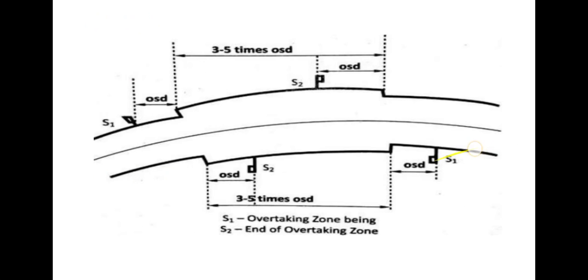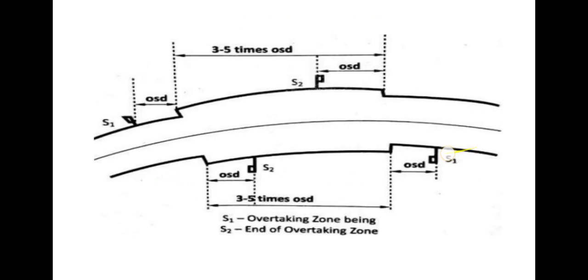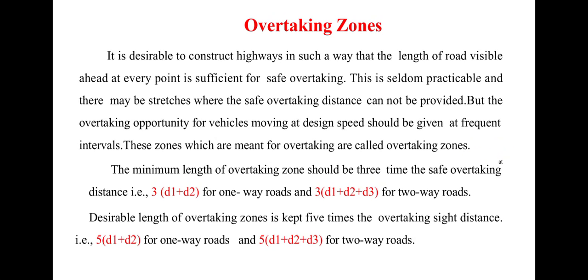Now the next topic is the overtaking zone. For this we have this figure. Overtaking zone means it is desirable to construct the highway in such a way that the length of road visible ahead at every point is sufficient for safe overtaking. This is seldom practicable, and there may be stretches where the safe overtaking distance cannot be provided. But the overtaking opportunity for vehicles moving at design speed should be given at frequent intervals. These zones, which are meant for overtaking, are called the overtaking zones.